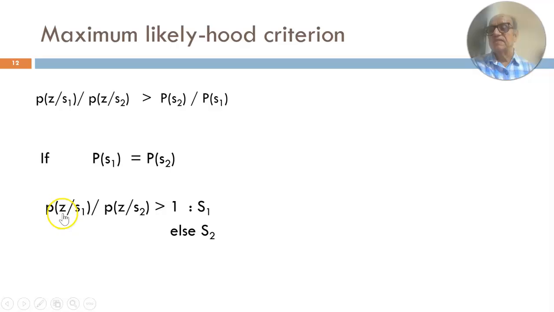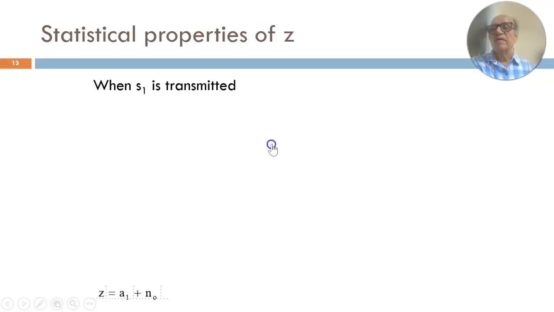Therefore, let us see how P(Z|S1) will look. Note that it is a conditional probability density function, and Z is a continuous variable. It's a random variable because noise gets added, and we have seen that the thermal noise has a Gaussian density function, so this will also have a Gaussian density function. So whatever I have been saying is sort of concluded here.